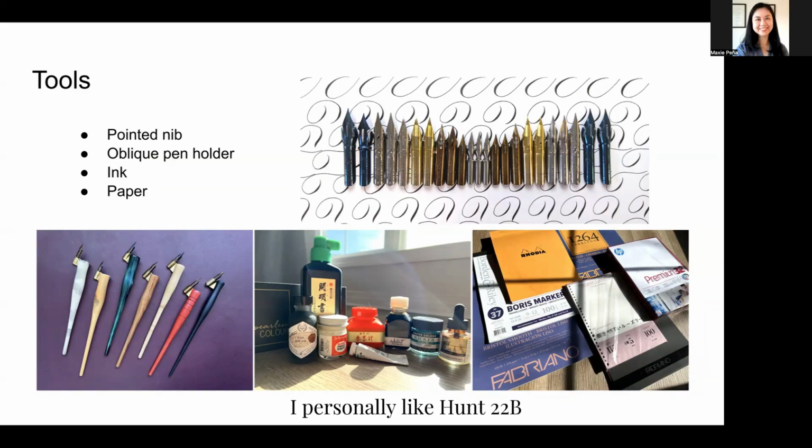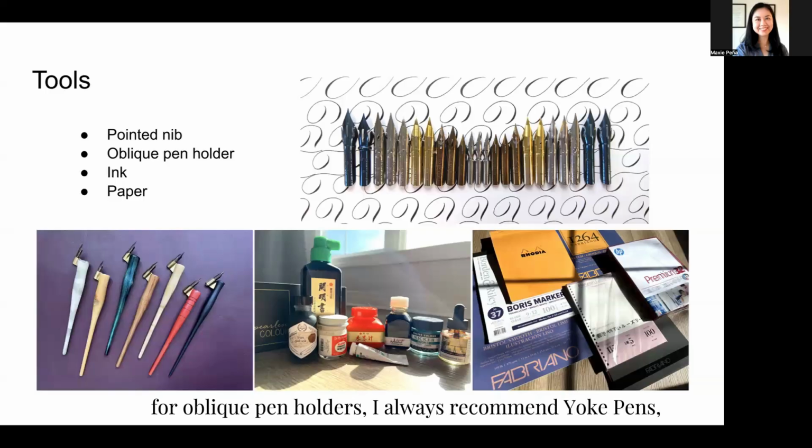I personally like Hunt 22B, which I feel has that just right flex. For the other popular nibs out there, there's Hunt 101, Gillot 303, and Leonard Principal extra fine. For oblique pen holders, I always recommend Yoke Pen's the Deuce dual pen holder because you can transform it between straight and oblique. I specifically buy lightweight wooden pens as the ones in the picture because I find them more comfortable to use and I can write for longer.